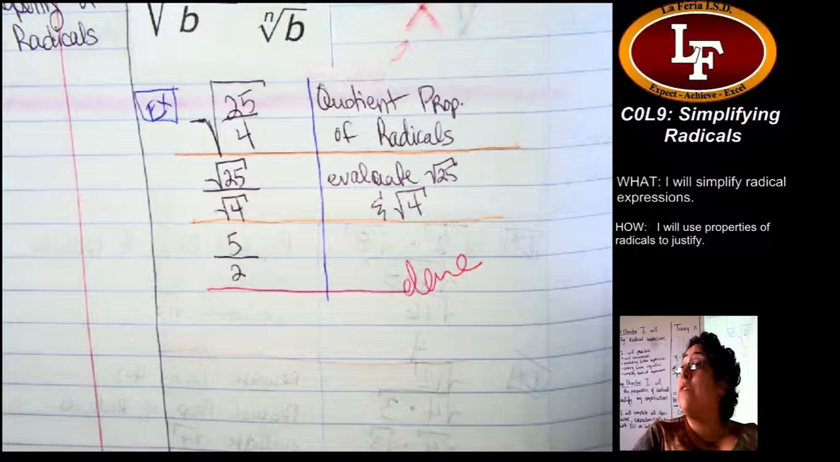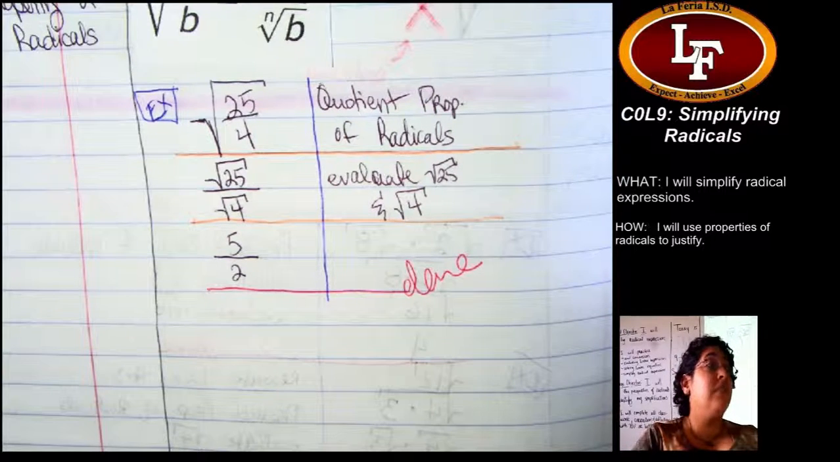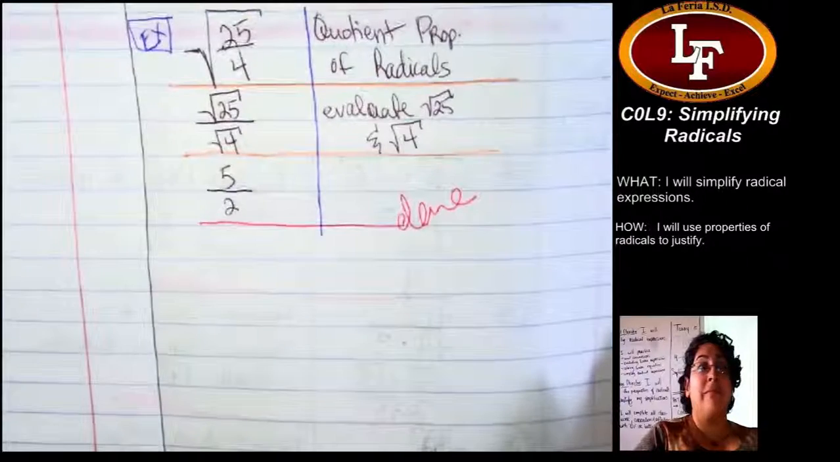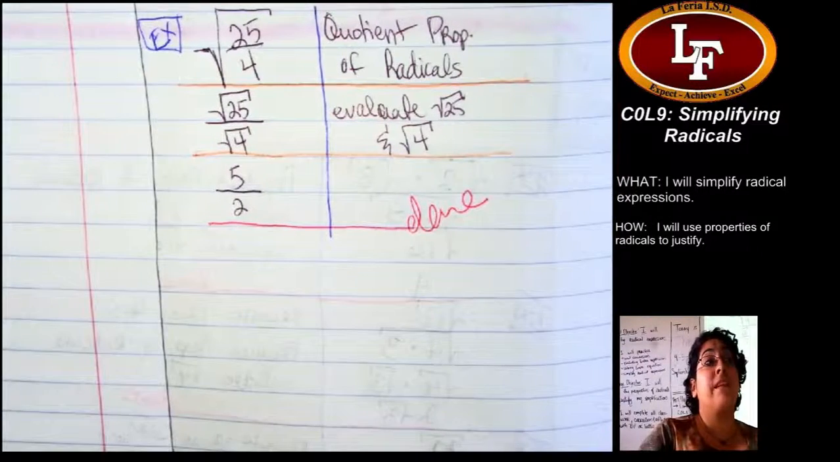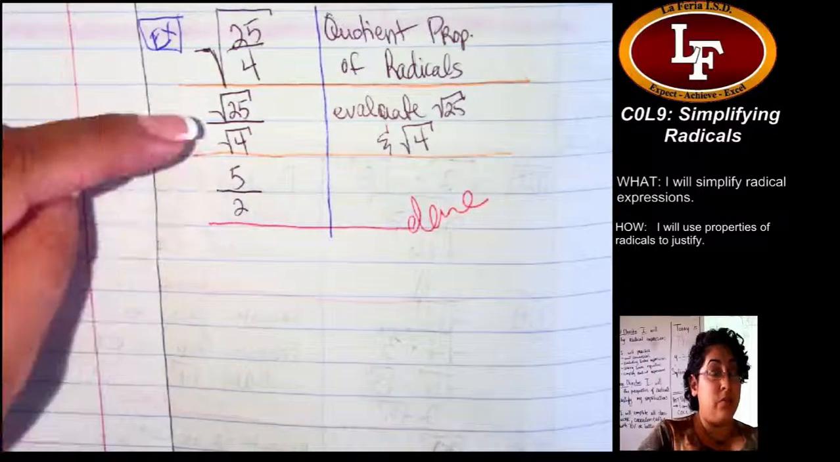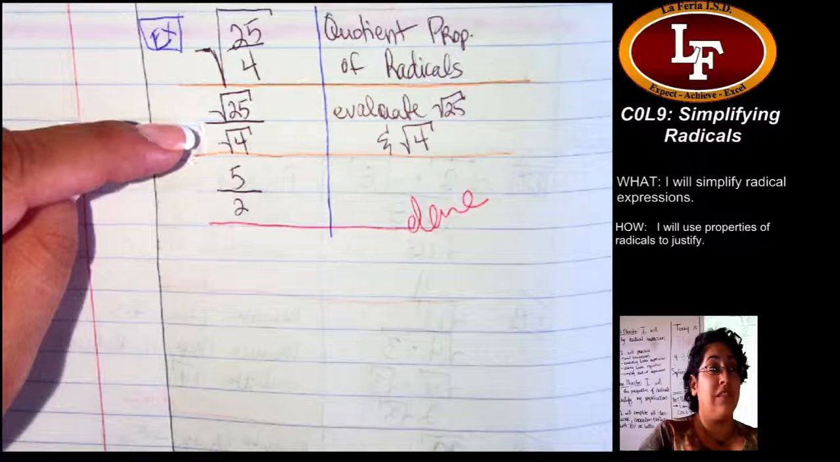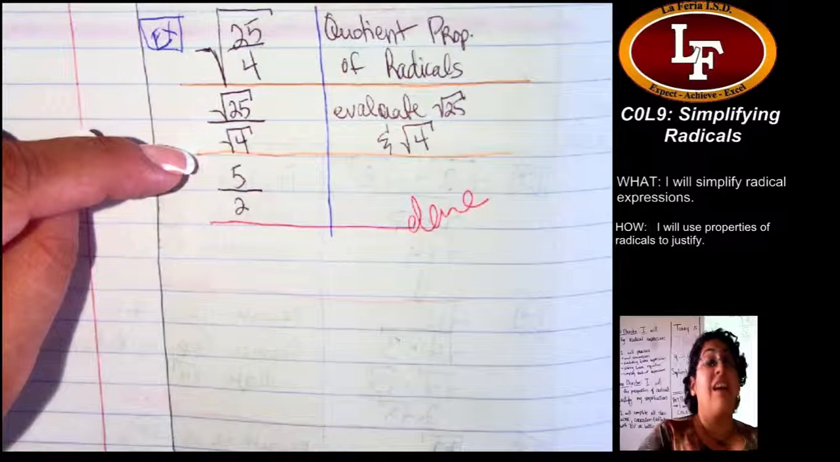So the square root of 25 over 4 is 5 over 2. What if you can't, or if the 4 was like a 3, how would you write that?